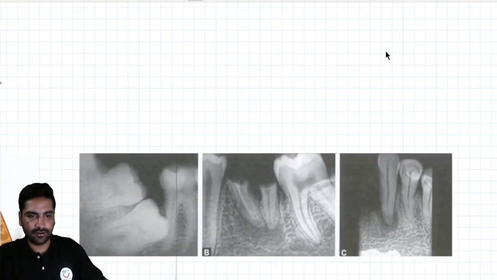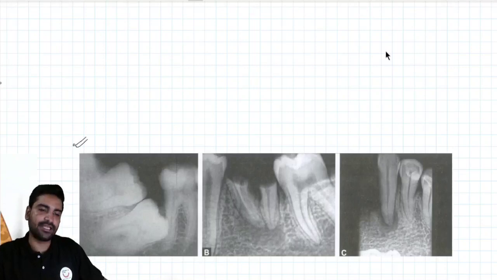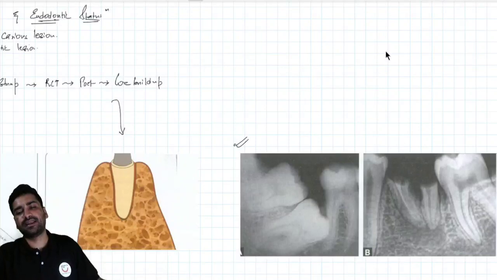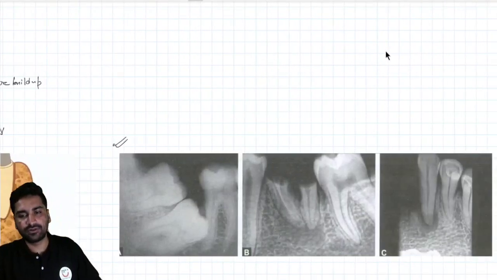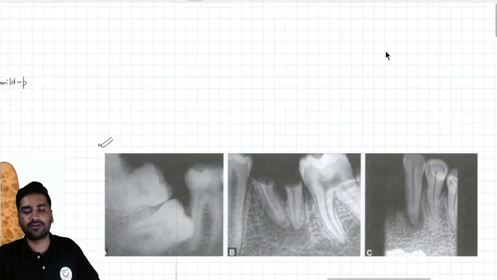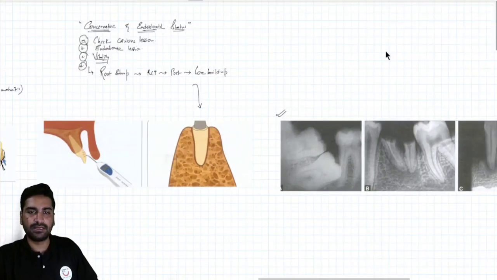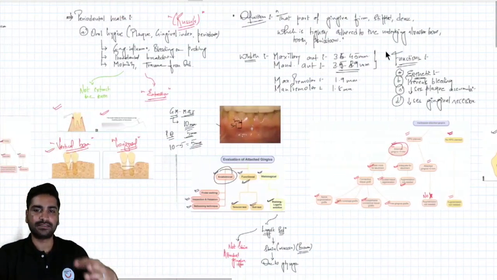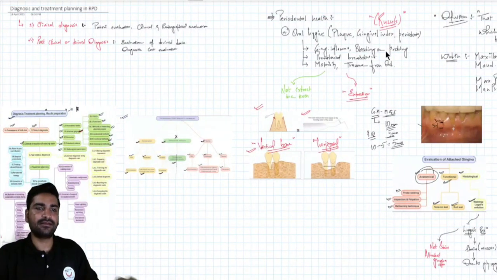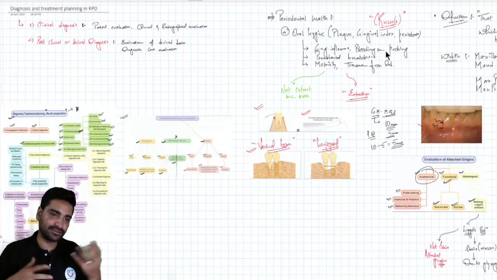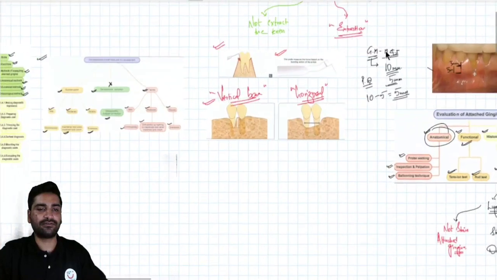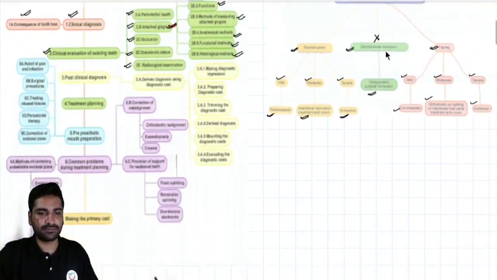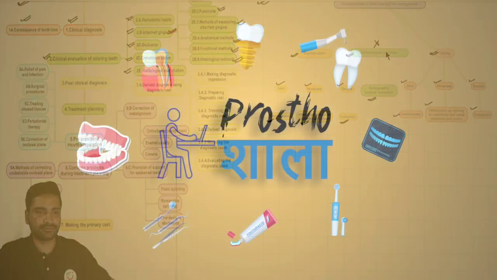Lastly, in the radiographic examination, we should keep in mind tilted or impacted teeth, root stumps, or any endodontic or periapical lesion. So this is about the first part, that is the clinical diagnosis, in diagnosing as well as treatment planning of a removable partial denture, right? So till now we have discussed the clinical diagnosis part.